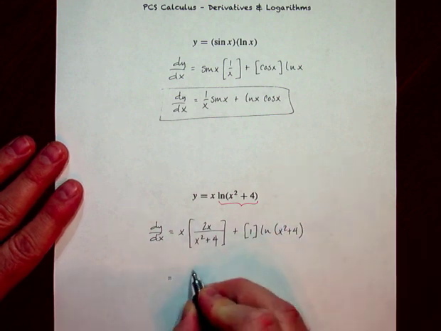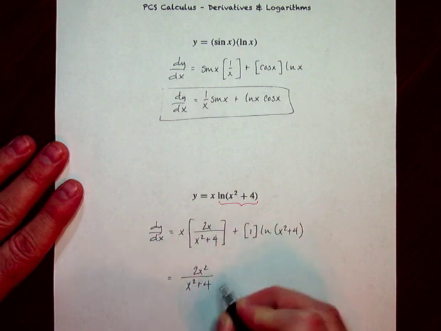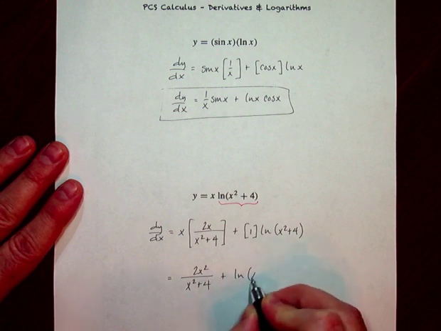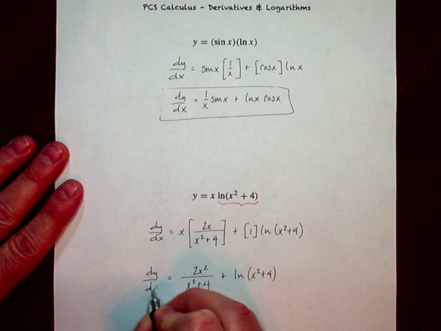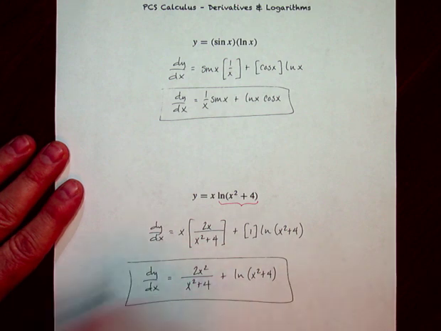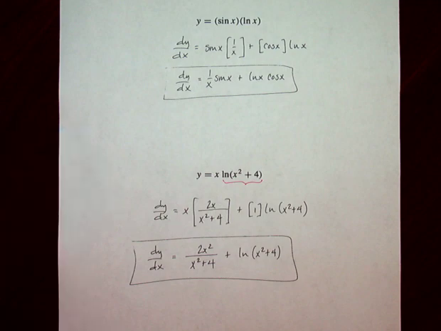And this, not much simplification is necessary. Just go ahead and combine this x with the 2x that's already up there. And I'm going to get x squared plus 4. And this is my derivative. Alrighty. All right, let's go ahead and move on to some more.